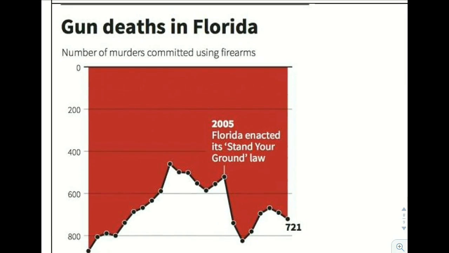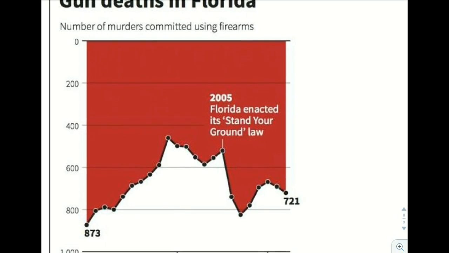Gun deaths in Florida. This graph is very interesting. This was actually published in a newspaper in order to make a point about certain gun laws that were passed. You can see here in 2005 that a certain law was passed called Stand Your Ground. The idea is that you're allowed to defend yourself with a firearm in that state, whereas previously you were not.